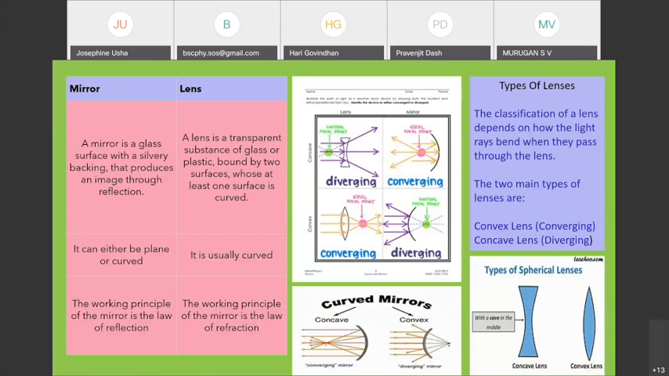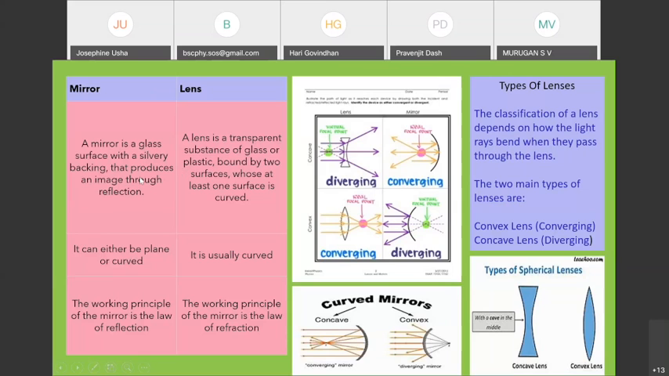I will explain all the topics you have studied, just briefly, before going into the subject. Okay, so already I told you that optics is related to mirrors and lenses, right? So what is a mirror, and what is a lens? What is the difference between these two? Actually, a mirror is a glass surface with one side silver polished, right? The back side is polished.